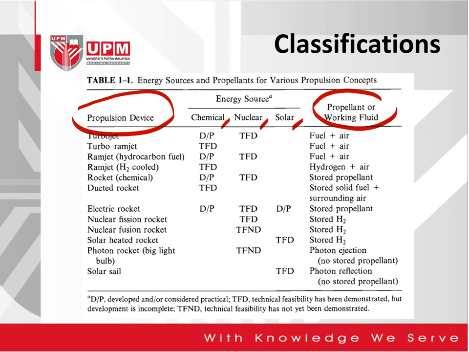Looking at the available propulsion devices, from the turbojet and the turbo ramjet, we have the ramjet with hydrocarbon fuel, ramjet with hydrogen fuel, rocket in terms of chemical, ducted rocket, electric rocket, nuclear fission rocket, nuclear fusion rocket, solar heated rocket, photon rocket for big light bulb, and solar sail. The technology varies. There is available technology that is practical and already in use now, as well as technology that is underdeveloped and not yet demonstrated. You can read the table to see the progress of the technology for propulsion devices.